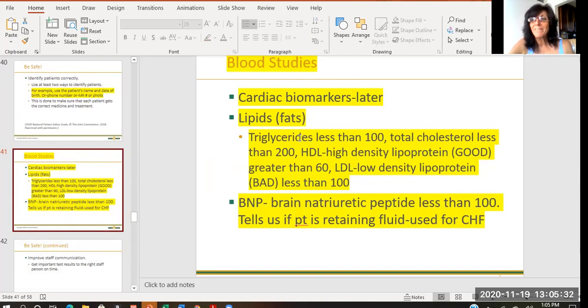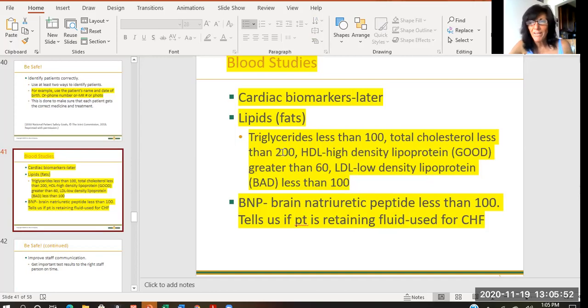Triglycerides in the blood should be less than 100. Total cholesterol, less than 200. And then we have HDL and LDL, high density lipoprotein. H stands for healthy. Low density lipoprotein, that's the bad cholesterol. And those numbers are more important than that total cholesterol.